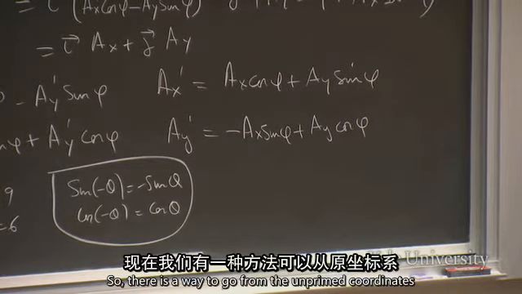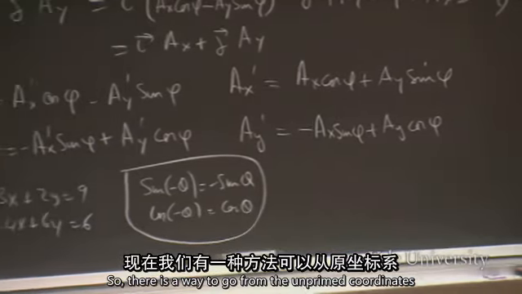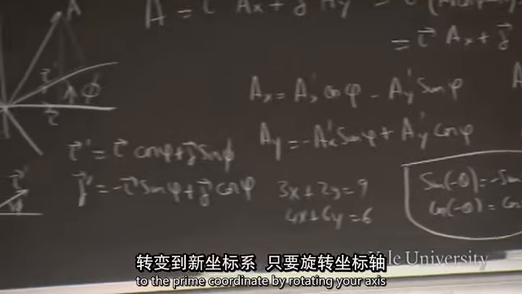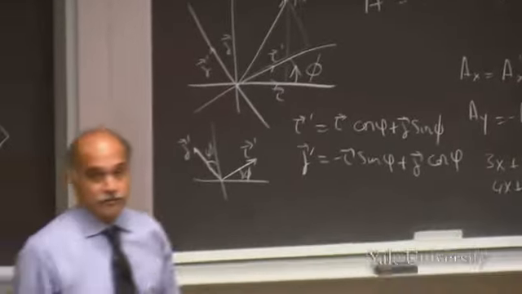Okay, so there is a way to go from the unprimed coordinates to the primed coordinates by rotating your axes and actually calculating the components.